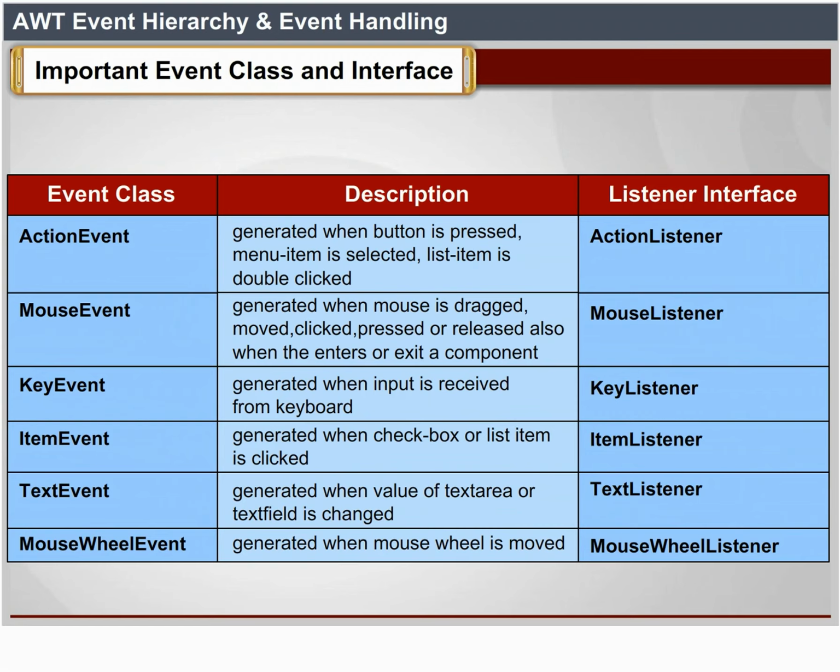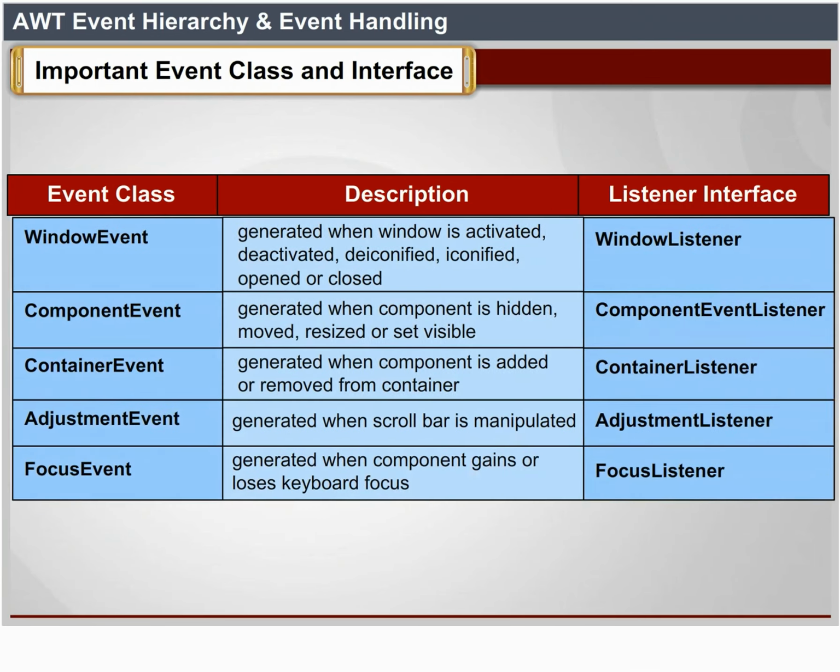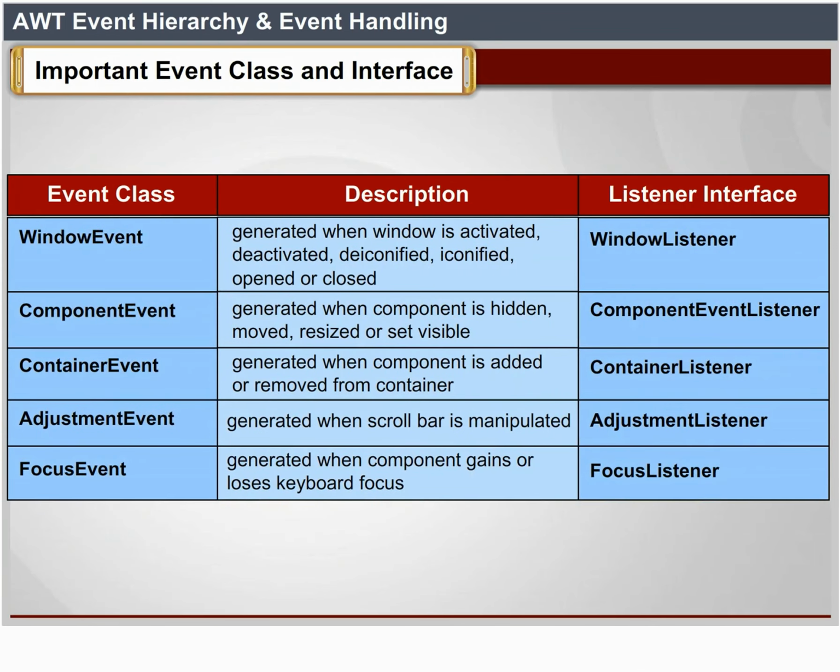Text event. Generated when the value of a text area or text field is changed. TextListener interface will be used. Mouse wheel event. Generated when the mouse wheel is moved. MouseWheelListener interface is used. Window event. Generated when a window is activated, deactivated, de-iconified, iconified, opened or closed. WindowListener interface is used.